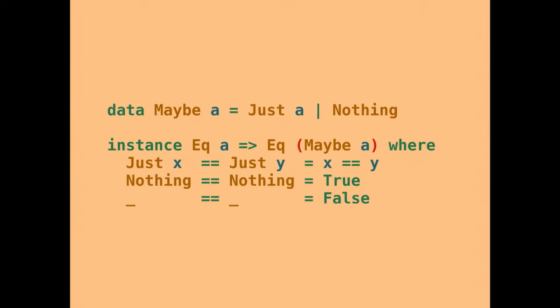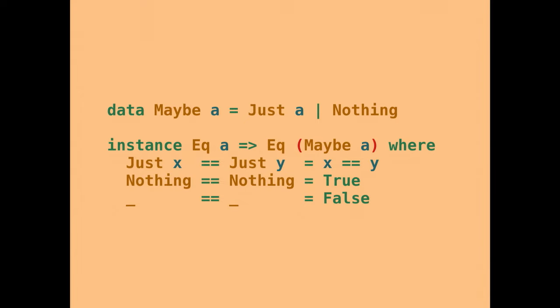And an instance for equality, so now I'm telling Haskell how to compare two Maybes for equality. So I say, well, given that I have an equality for a, I can build an equality for Maybe a, where Just x equals Just y precisely when x is equal to y. And Nothing equals Nothing is always true, and anything else is false, right? So we can define our own instances of these type classes.